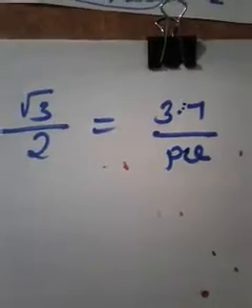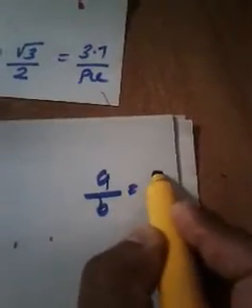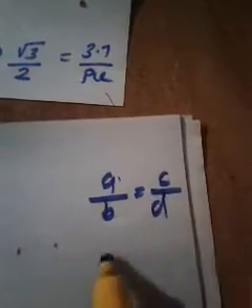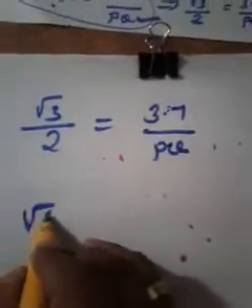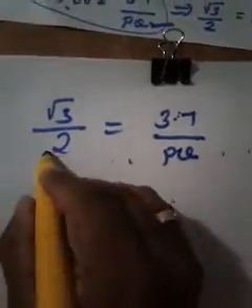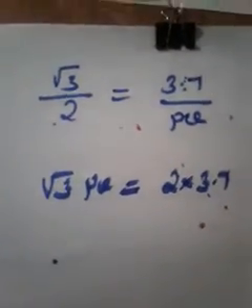So root 3 by 2 is equal to 3.7 by PQ. Just cross multiply. We know that A by B is equal to C by D implies that A into D is equal to B into C. By using that property, we can cross multiply here. That means root 3 into PQ is nothing but 2 into 3.7.